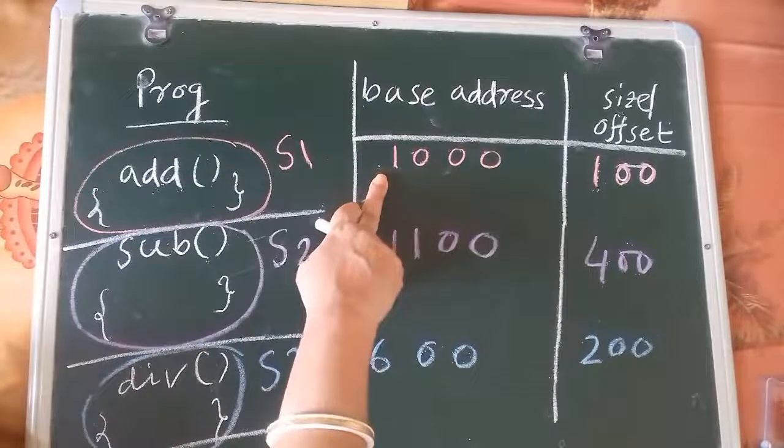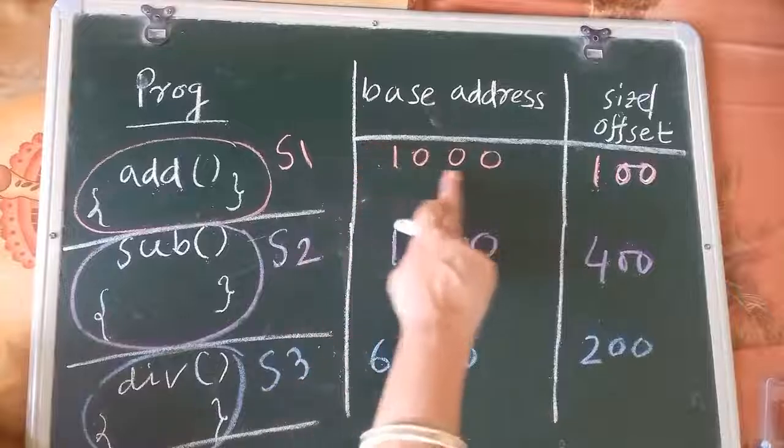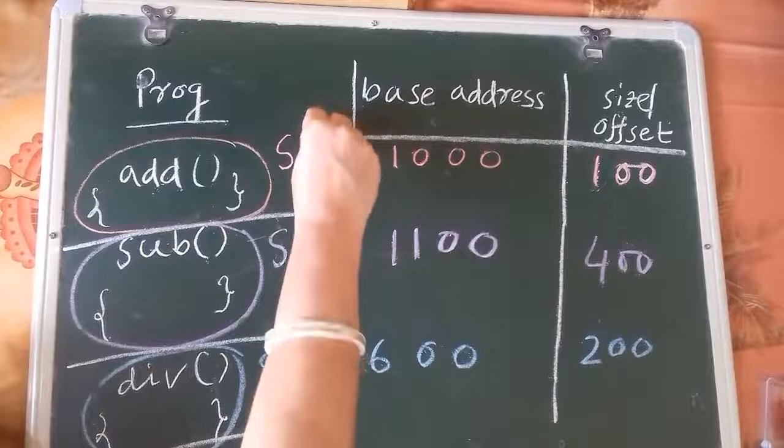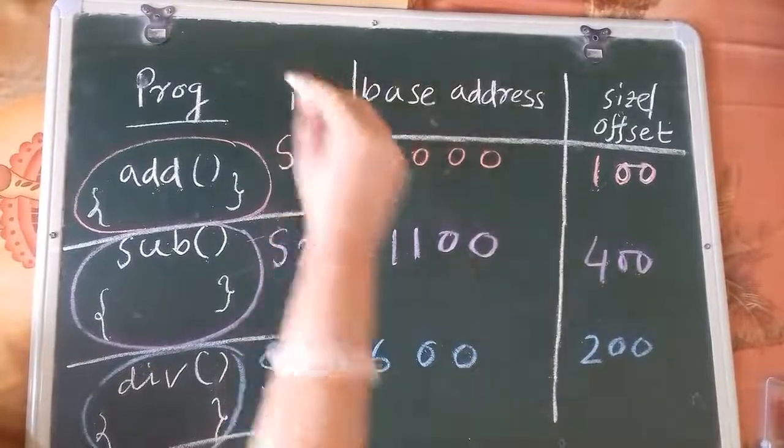Let's say that memory address starts from address 1000. And what is the length of this module? What is the length of module S1? That is, let's say 100.